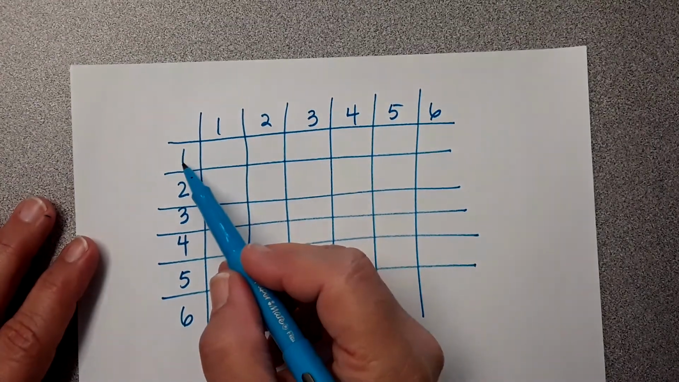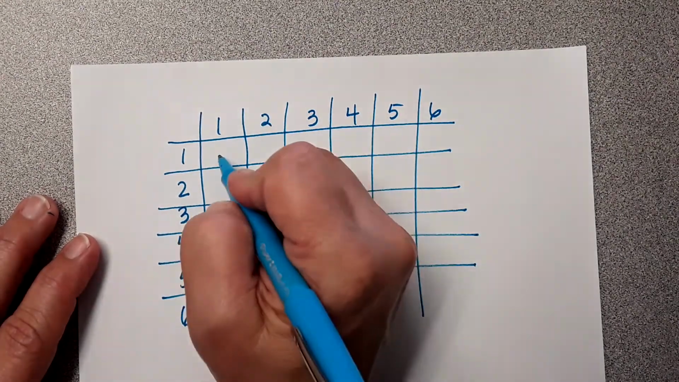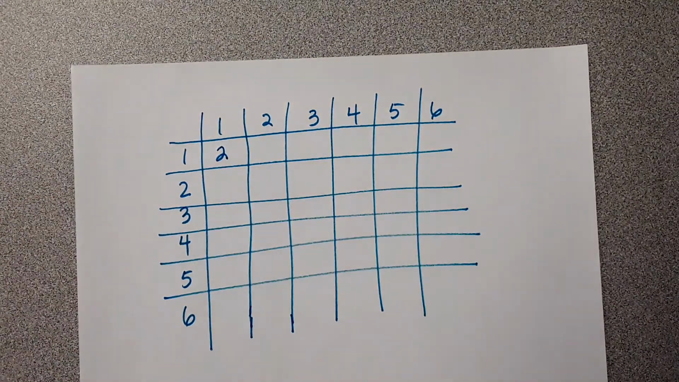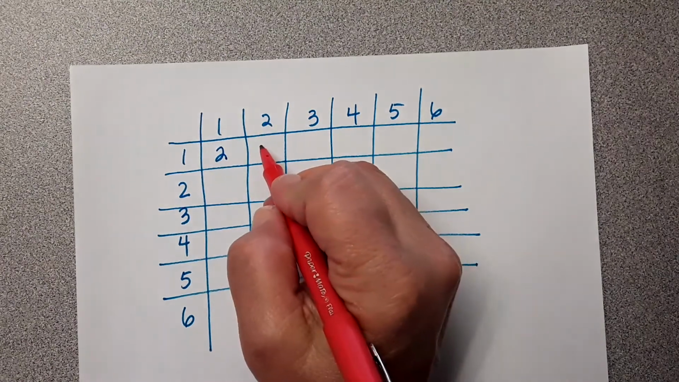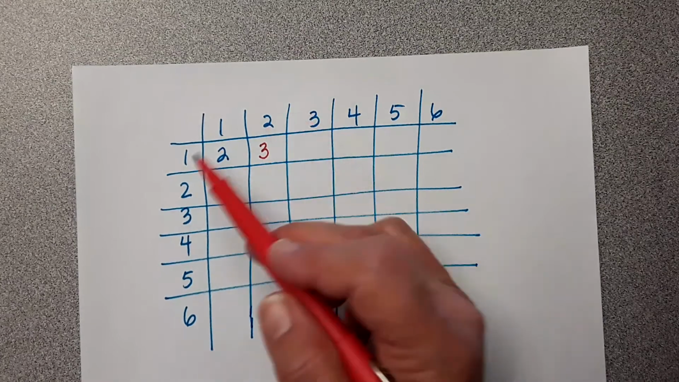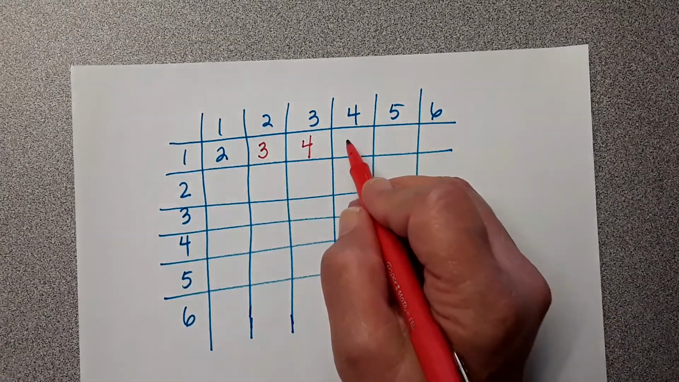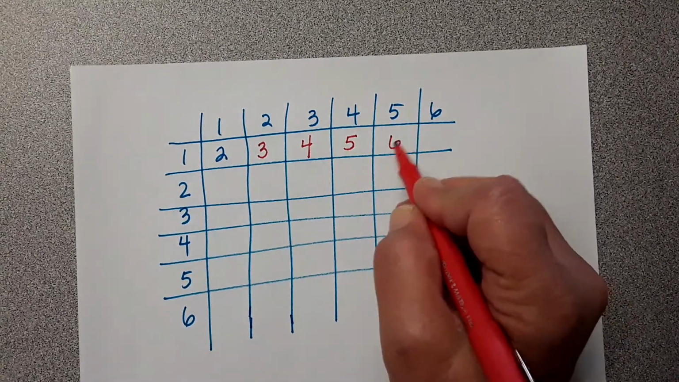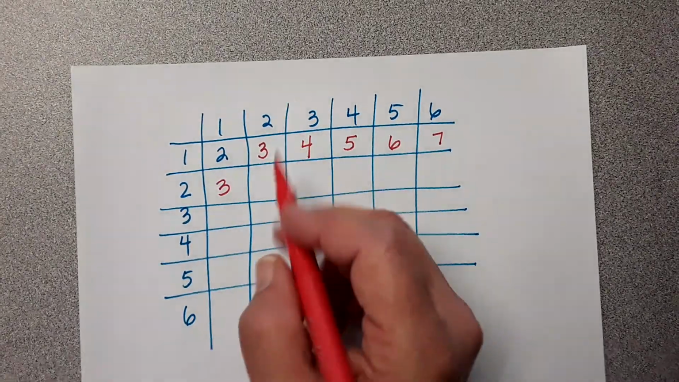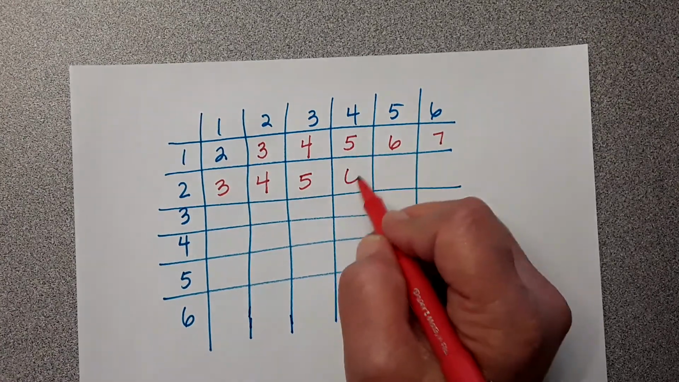So you can roll 1, 1, right? Well, if you roll 1 and 1, the sum is 2. If you roll a 1 and a 2, the sum is 3. 3 and 1? 4 and 1? 5 and 1? 6 and 1? 2 and 1? 2 and 2? 2 and 3? 2 and 4?